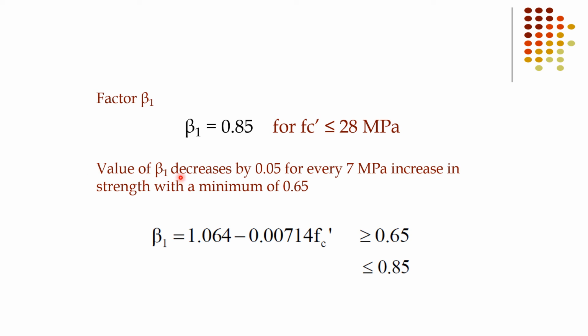So the value of beta 1 decreases by 0.05 for every 7 megapascal increase. 28 megapascal, when we add 7 megapascal, means 35 megapascal, the value will be 0.80. Okay, in strength with a minimum of 0.65, means we can use the maximum value of 0.85 and the minimum value of 0.65. This is the equation. We can also just put the 35 megapascal, you will get the beta 1. 40 megapascal, you will also get the beta 1.